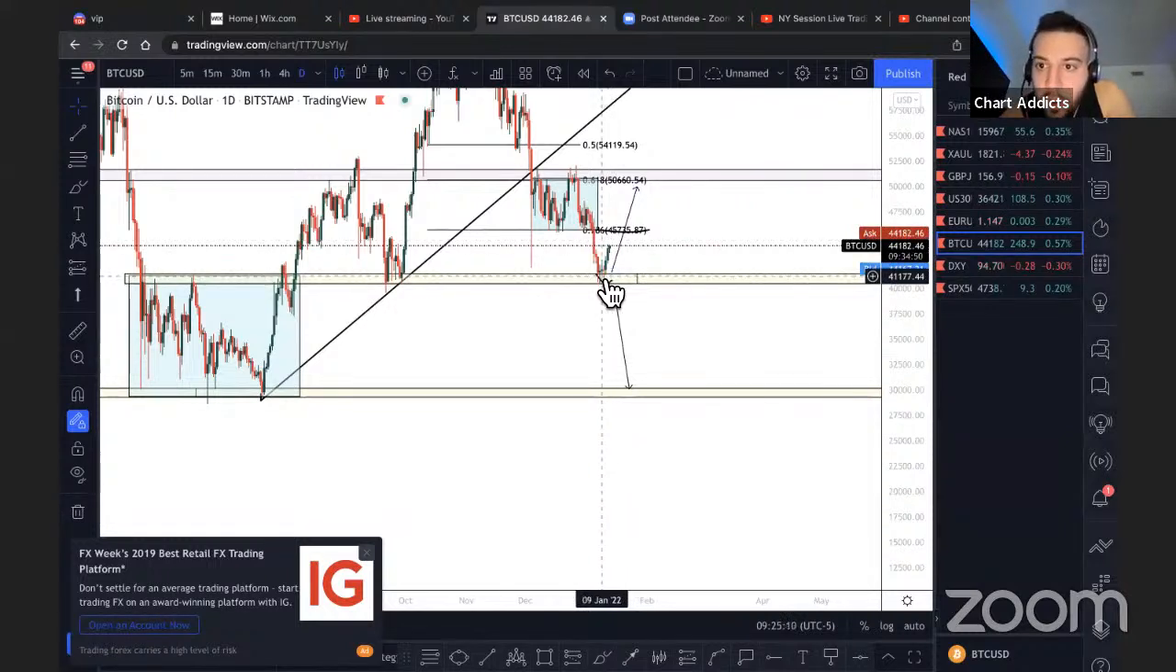Bitcoin, Stefano, great call on that 40K key level that held support. This thing is pushing back up to 45.7 or 50K. Either of those two zones and we can start shorting again. 45,700 and 50K.